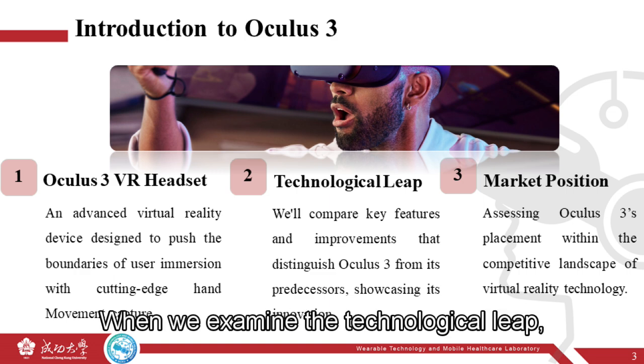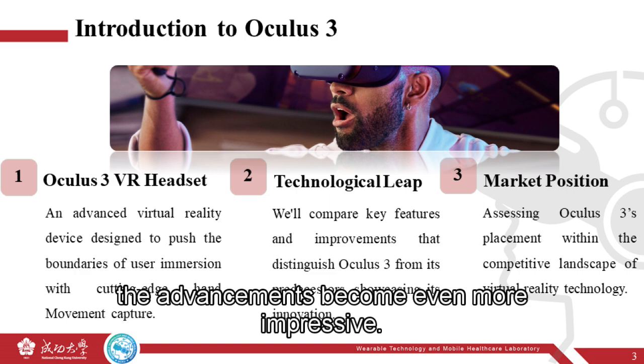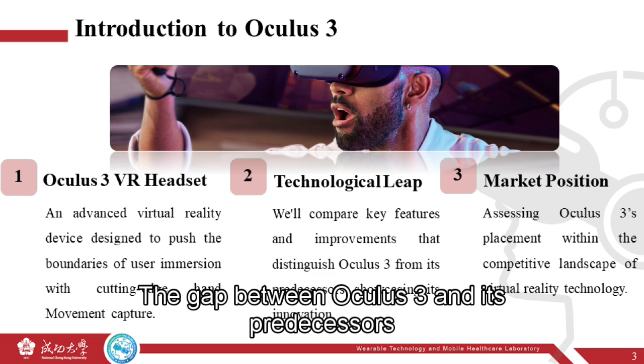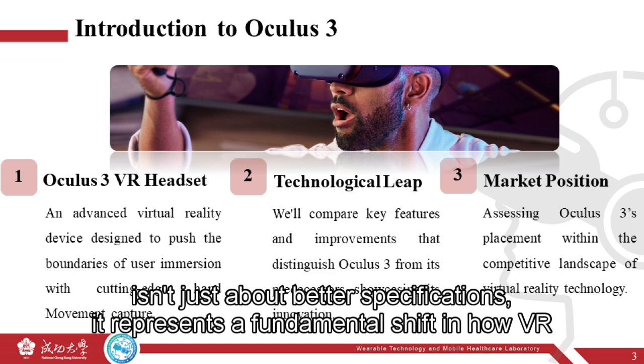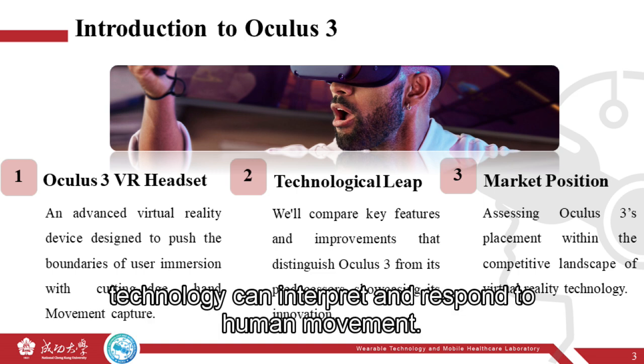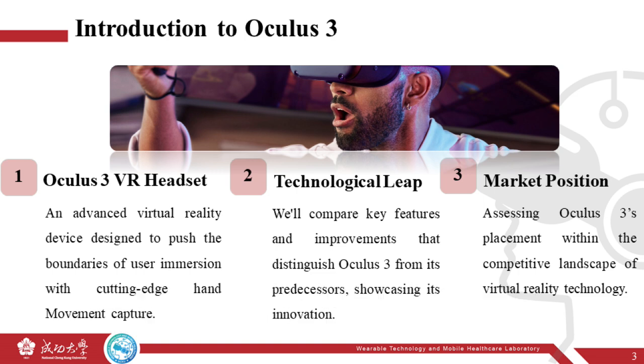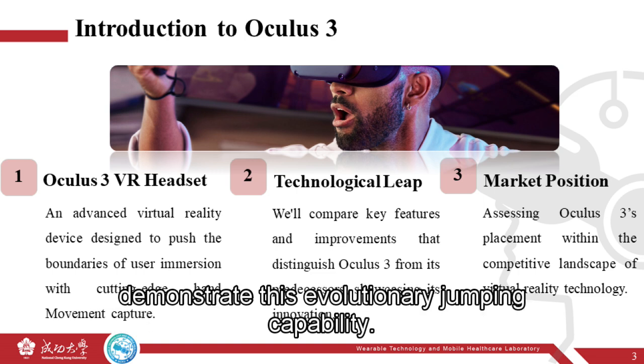When we examine the technological leap, the advancements become even more impressive. The gap between Oculus-3 and its predecessors isn't just about better specifications, it represents a fundamental shift in how VR technology can interpret and respond to human movement. We'll explore specific features that demonstrate this evolutionary jump in capability.